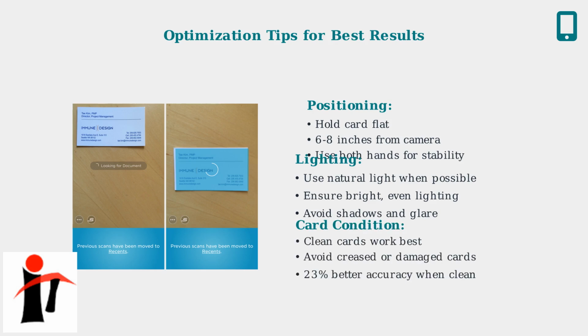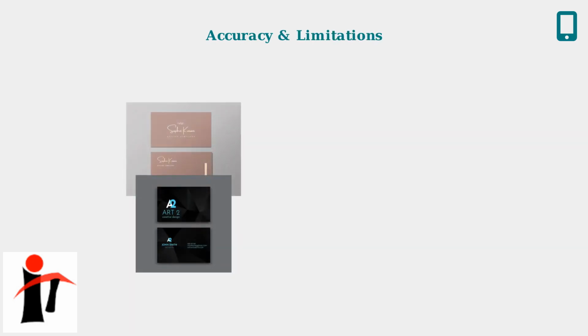Card condition also affects accuracy. Clean cards scan 23% more accurately than worn or damaged ones. Make sure the card surface is clean and free from creases. Now let's clear the screen and discuss accuracy and limitations you should be aware of. Understanding the accuracy rates and limitations helps set proper expectations.